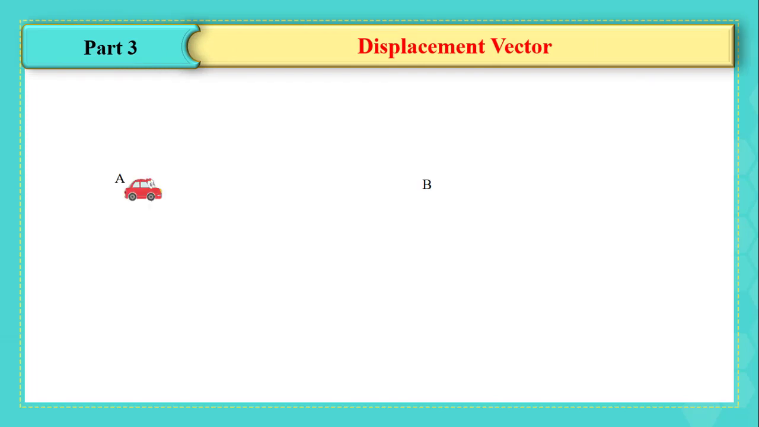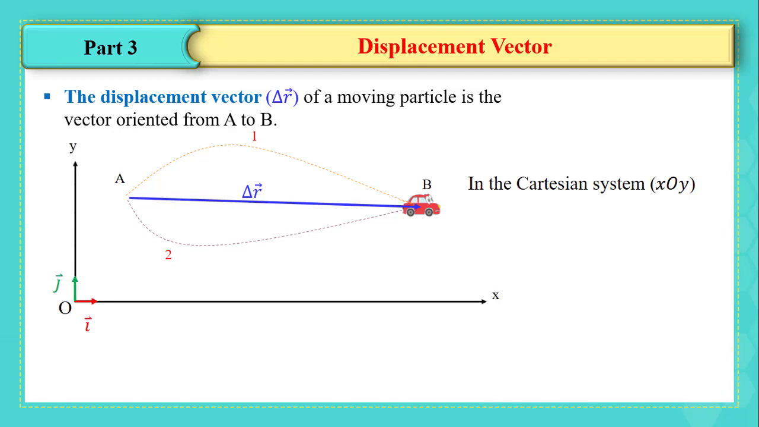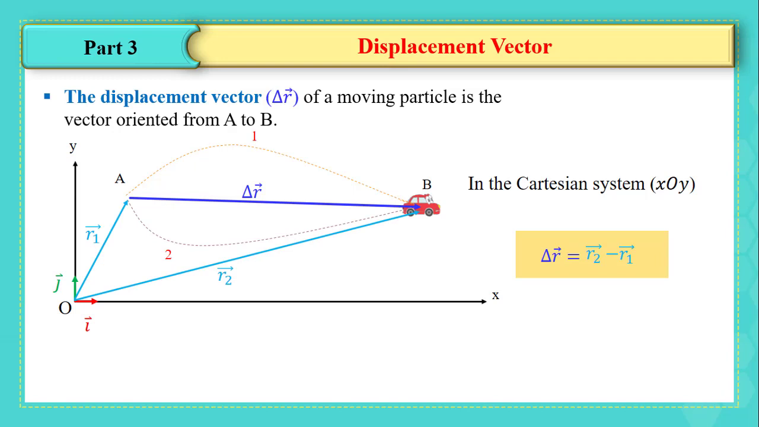A car is moving from A to B. It may follow many paths, 2 of them are represented by 1 and 2. Regardless of the followed path, the displacement vector, delta r, is the vector oriented from A to B. In the Cartesian system XOY, delta r is equal to r2 vector minus r1 vector, where r2 is the position vector of the final point, which is in this case B, and r1 is the position vector of the initial point, which is in this case A.